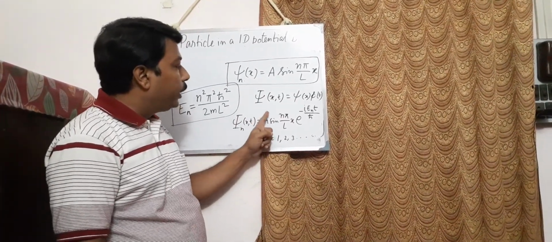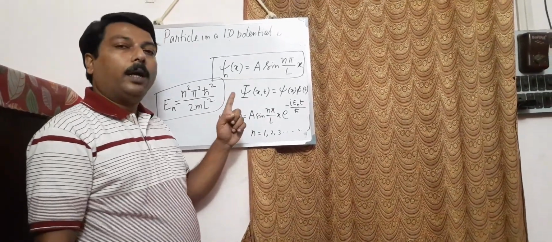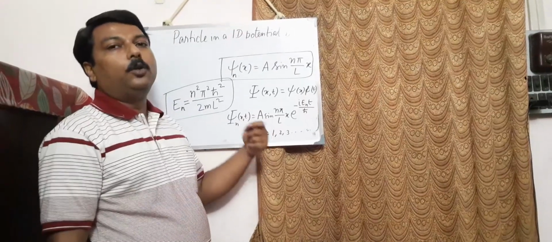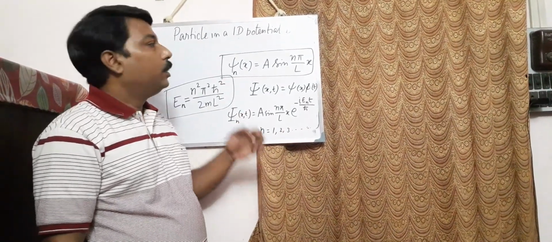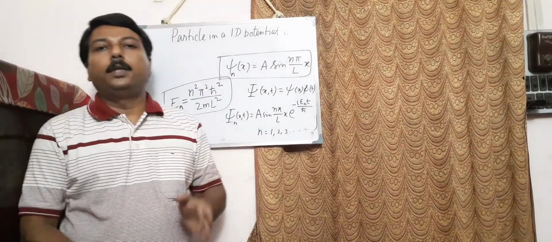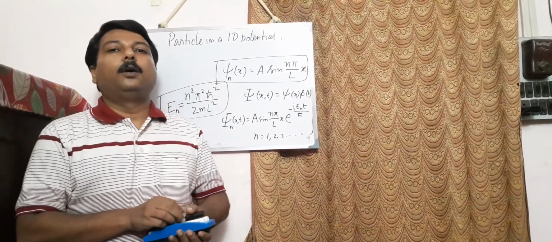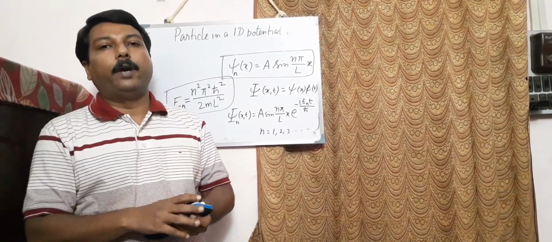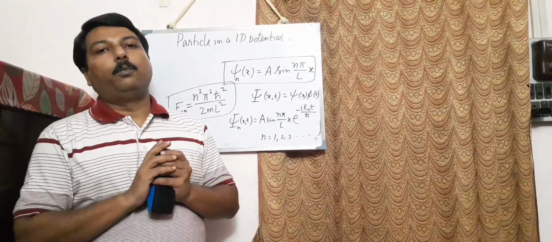We are still left with the evaluation of this constant A, this arbitrary constant. This will come from the normalization condition. I will take this up in the next lecture. So we have understood in this lecture how to apply the Schrodinger equation to find the wave function and the energy eigenvalues of a particle restricted in a one-dimensional potential well.